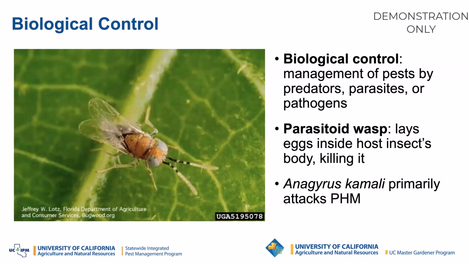Parasitoid wasps generally attack one species of insect and are harmless to other organisms. Anagyrus kamali primarily attacks PHM, but occasionally uses other mealybug species as hosts. It was released in infested areas of Southern California in the 1990s and became well established in those areas, effectively suppressing PHM.